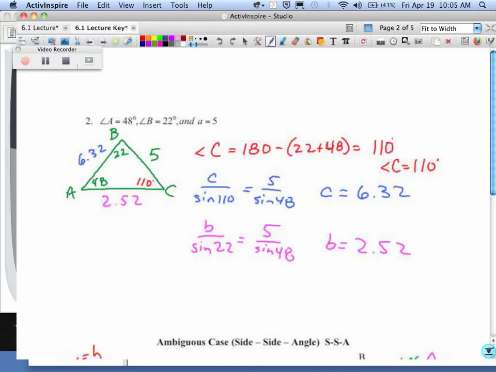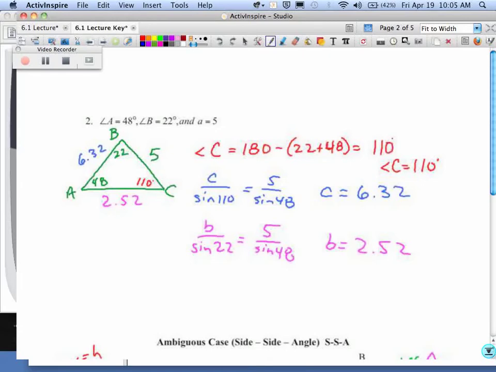I always get the question, should I be rounding off to whatever? The more you round off, if you start doing area problems with these triangles, you can start to get significantly off later on in the problem. So if you're doing all the work like I showed you on the calculator, you shouldn't have to round off until the end of the problem.